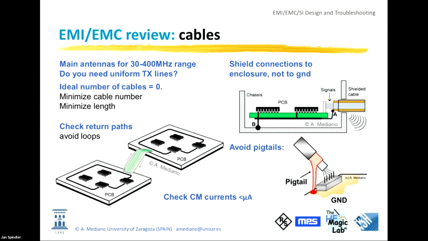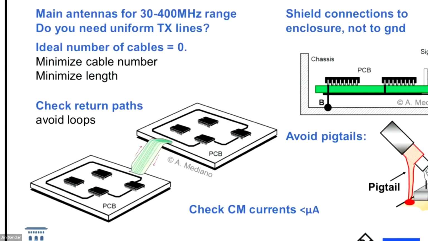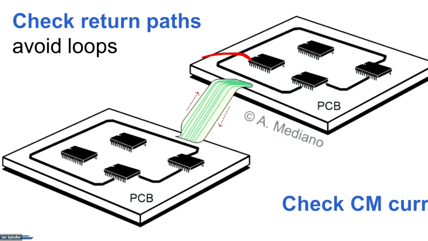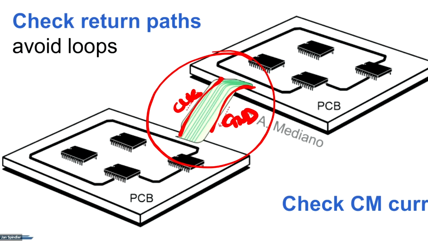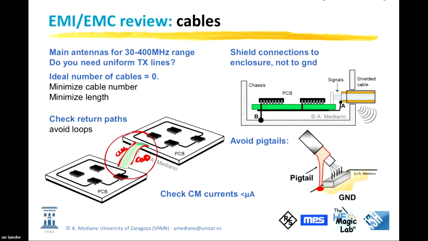Consider if you need transmission lines, uniform transmission lines, twisted pair, coax cables, or things like that. And additionally, you can look for not-very-good return paths. For example, in a flat cable, you can put the clock signal in this line and the ground signal in this conductor. So you are creating a big loop. This is something that is easy to review, no? It's better to put the clock wire, and close to the clock wire, the next one is a ground wire. No? It's very easy to do.